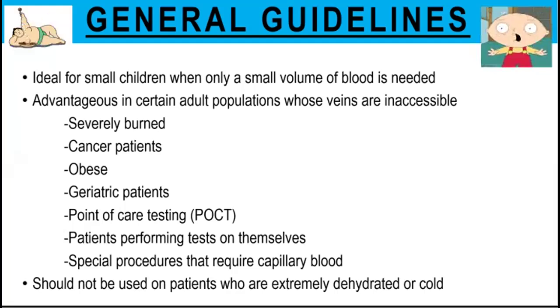Next is point of care testing and patients performing tests on themselves. Since POCT machines require only a small amount of blood, just a drop of blood, these patients usually test on themselves. They prick themselves and then drop the blood on the device. Then there are special procedures that require capillary blood. An example of this is the malarial smear. If the patient's request is malaria, capillary blood should be collected.